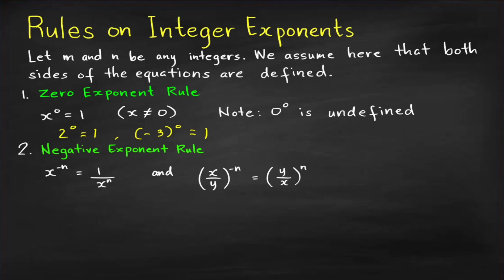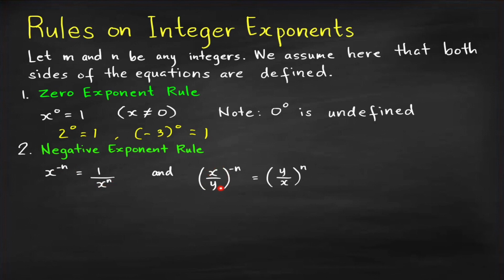The next rule is the negative exponent rule. So here we have x to the negative n is equal to 1 over x to the n. As you can see, this is like moving a factor from the numerator to the denominator. When you move a factor from the numerator to the denominator, you have to change the sign of the power, so from negative n to positive n.